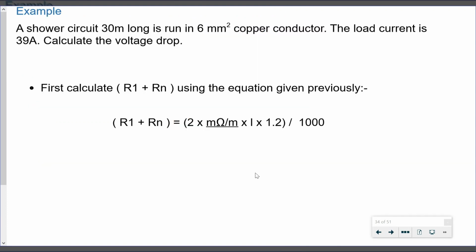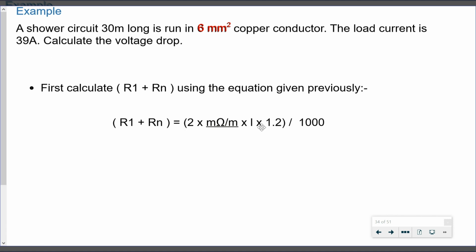Okay. So I've got a wee example here. I've got a shower circuit. It's 30 meters in length, and it's running 6 millimeter squared copper conductor. The load current is 39 amps, and we're looking to calculate the volt drop. Okay, so obviously, in order to get to the voltage drop, the first thing we need to find is the R1 plus Rn value. Now we have the length of the run.